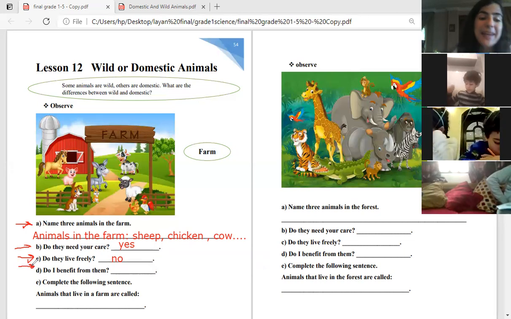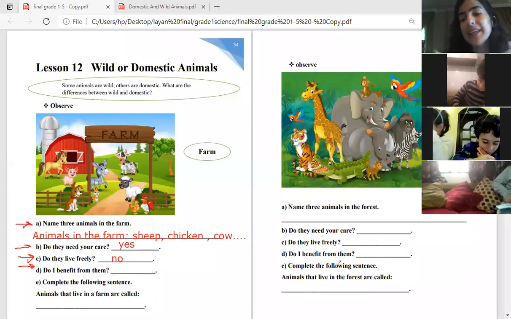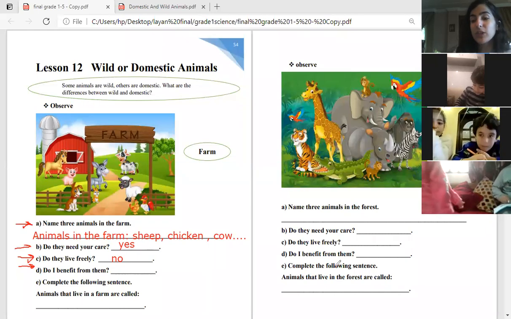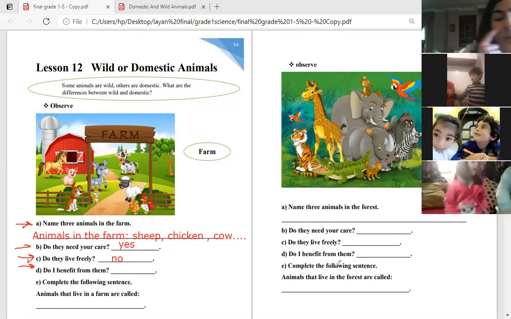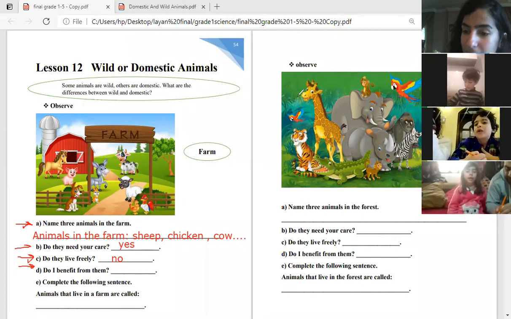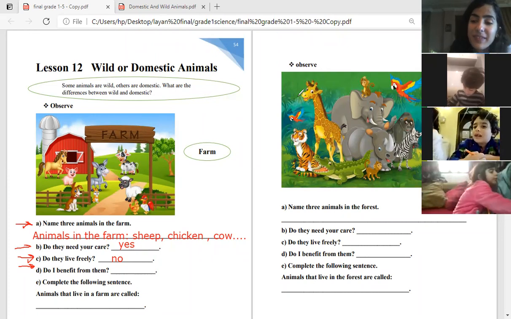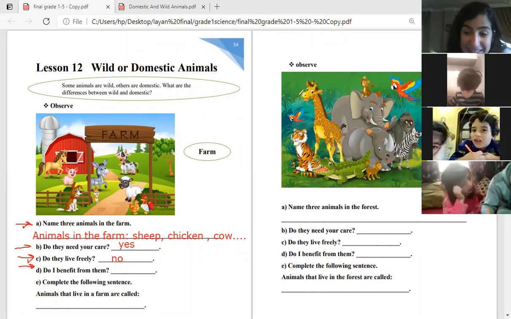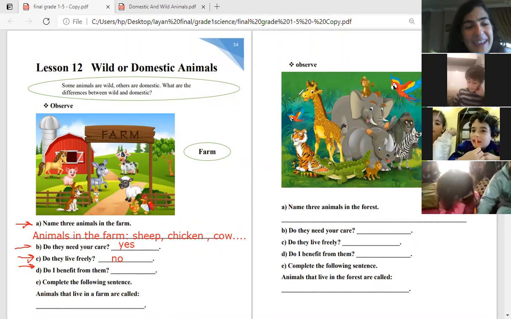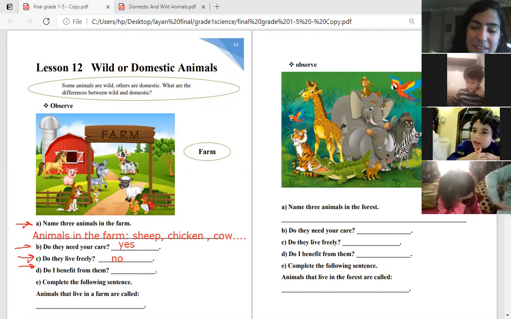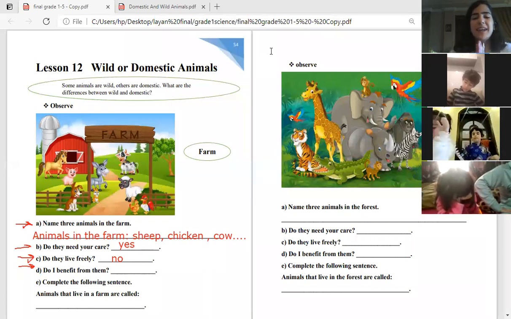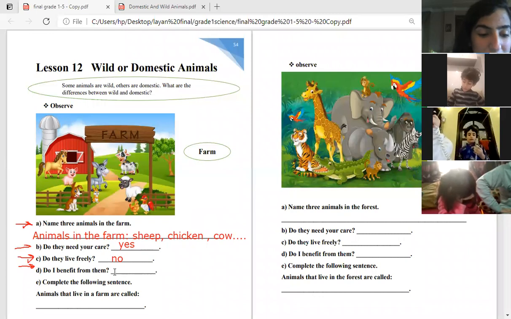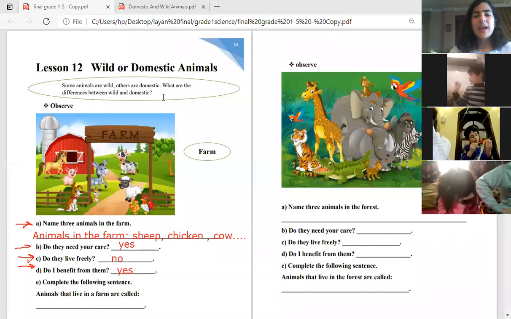Part D. Do I benefit from them? Benefit means بستفيد. Okay. Ali, look at these animals. Do I benefit from them? Excellent. I can benefit. In the coming lesson, we will see which animal God gives us. Excellent, Ali. Cow gives milk. Excellent. Milk. Chicken. Chicken gives us egg. Egg. Excellent. Sheep. Sheep give us wool. Excellent. This is the coming lesson, we will take it in the coming lesson. Great job. So, do I benefit from them? Yes. Now, Fatwa, the last part.